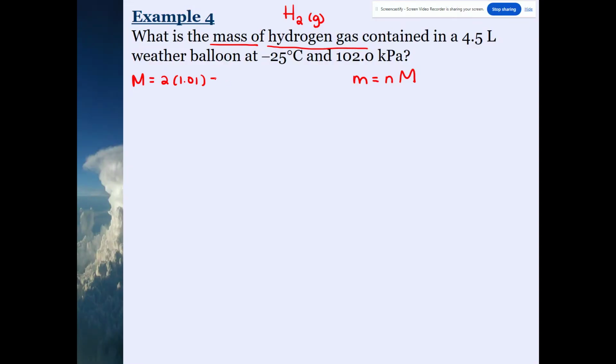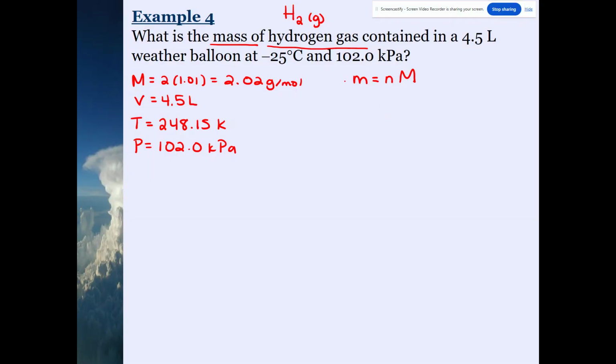2.02 grams per mole. Okay? I also have a volume of 4.5 liters. I have a temperature of -25. So if I add 273.15 to that, I get a temperature of 248.15 Kelvin, and my pressure is 102.0 kPa.